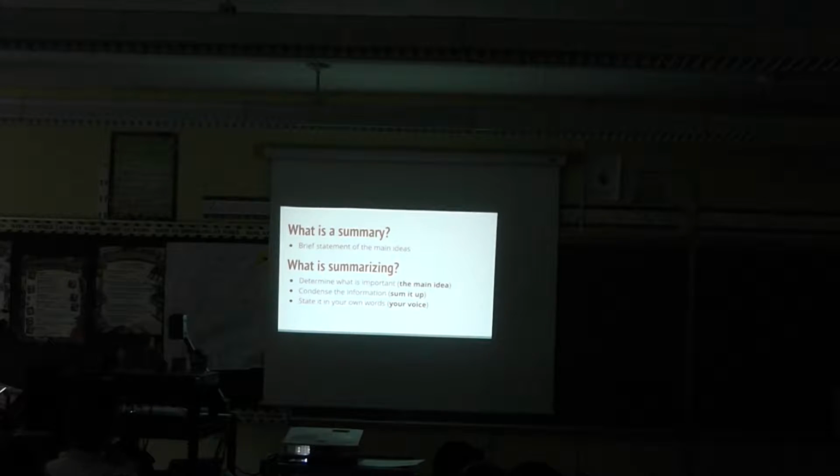So, a summary is a brief statement of the main ideas. When you summarize your text, you determine what is important, the main idea, which you did one of the main ideas with Miss James. You condense the information or you sum it up, and you have to state it in your own words. You have to use your own voice because you don't just want to take anything out of the textbook and put it there unless you want to cite your source. So, if you put what you learned about what objective means into what you learned about a summary, can you guys give me what you think would be an objective summary?